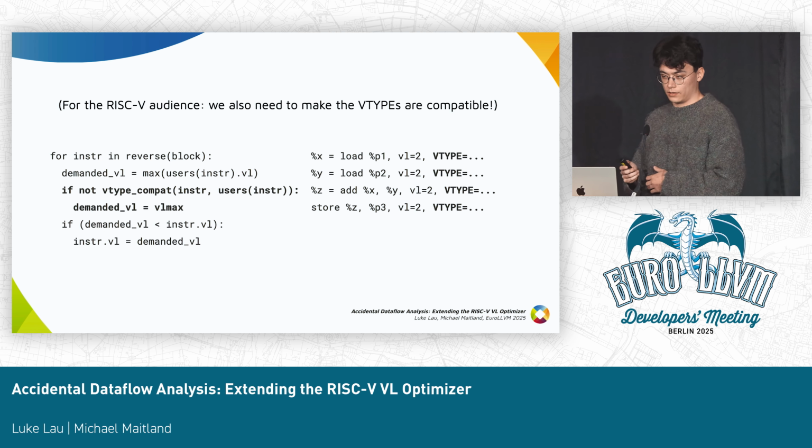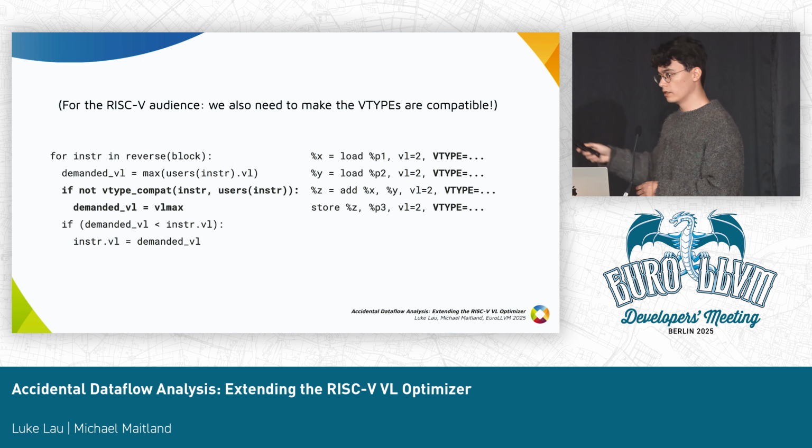For the RISC-V folks, if anyone's curious, we do have to take into account VType here, like EEW and EMUL, and that's where the bulk of the logic of this pass lies. So I'm not going to delve into it too much because that's a whole other separate talk.